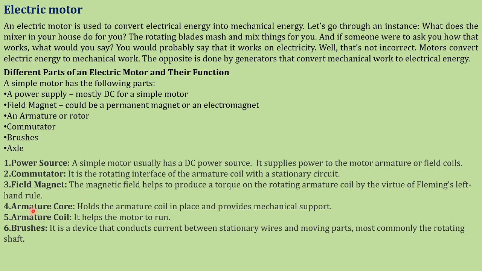the direction of the electric current. Now, the armature core holds the armature coil in place and provides mechanical support. Armature coil: it helps the motor to run. Brushes: a device that conducts current between stationary wires and moving parts, most commonly the rotating shaft.